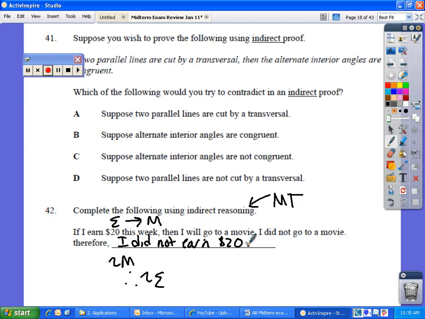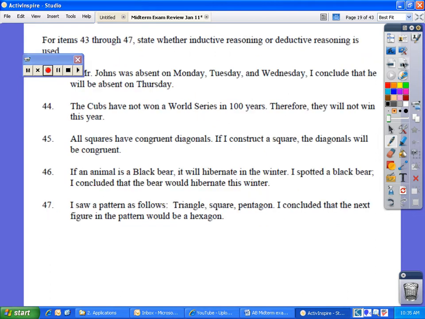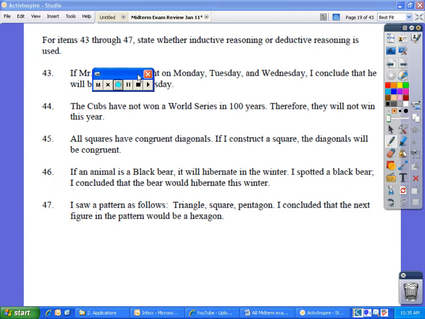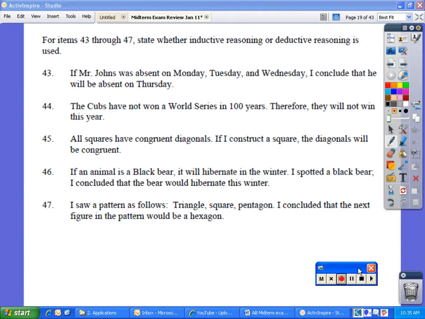All right, moving on. Items 43 to 47 are all asking us to decide between inductive versus deductive reasoning. Let's talk about the difference between the two. Inductive reasoning is based on a pattern. So when you're looking at inductive, you want to know: do we only know this because of the pattern, or do we know this because of the fact?